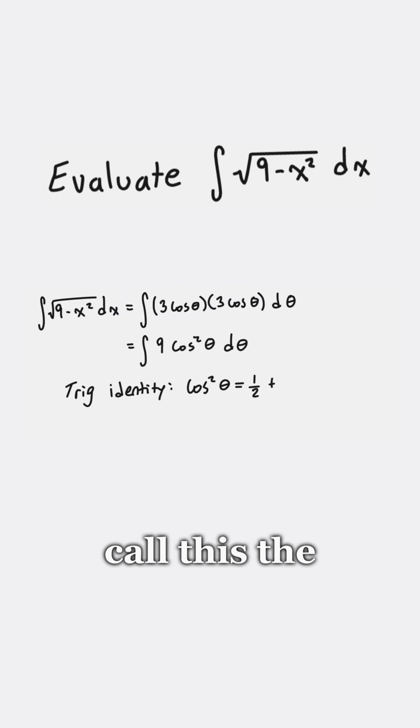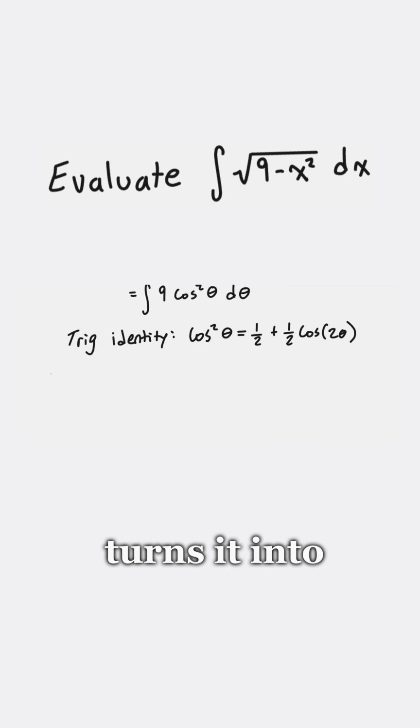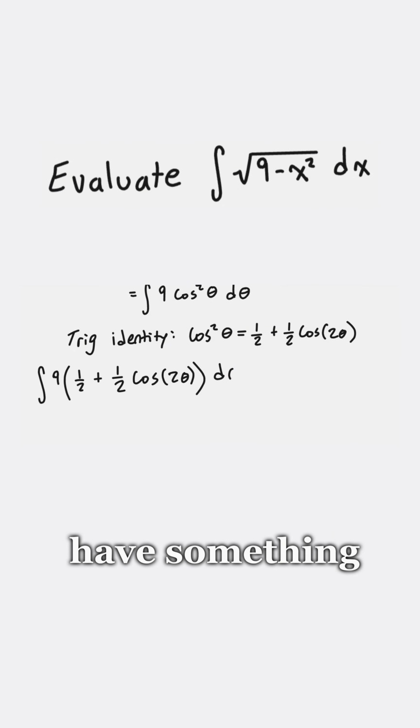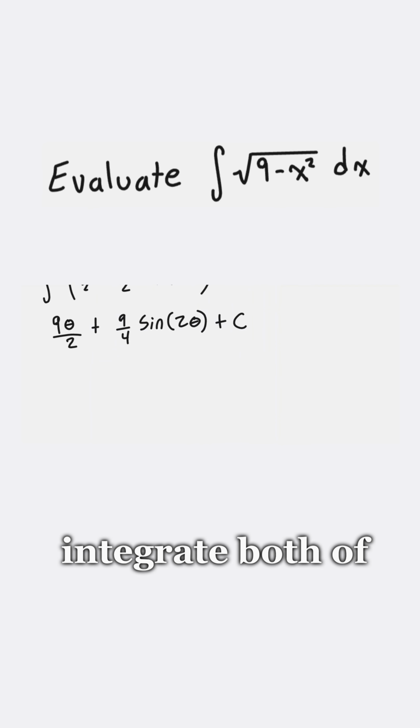Sometimes people call this the power reducing trig identity because it takes that squared and turns it into a 2 theta. So we can take that and sub that back into our integral, and once we do that, we'll have something that's a little bit easier to integrate. Now we've just got a constant term and a cos term, so we can integrate both of those.